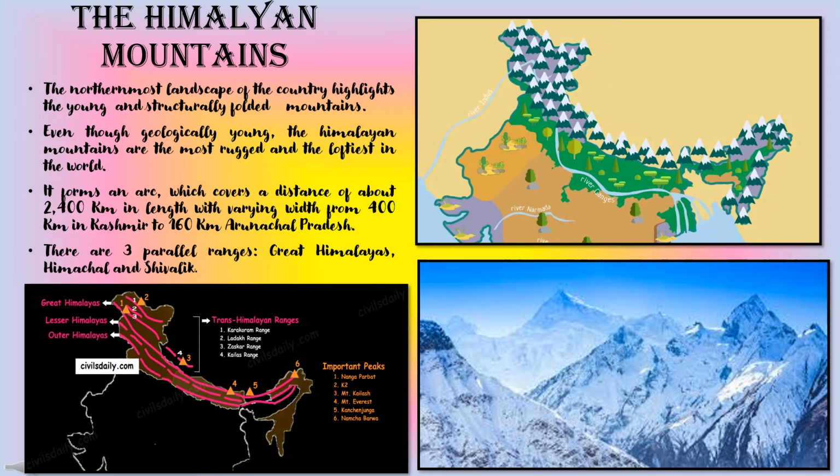The northernmost is the Great Himalaya or Himadri. The world's highest peaks are located in this range. Middle Himalaya or Himachal lies to the south of Himadri. Many popular hill stations are situated here. The Shivalik is the southernmost range.